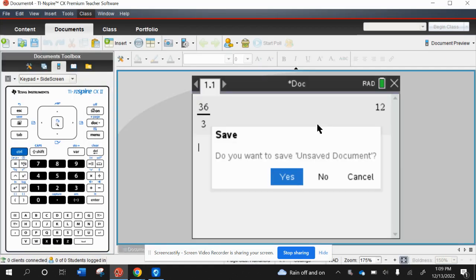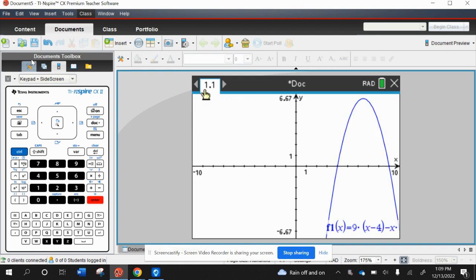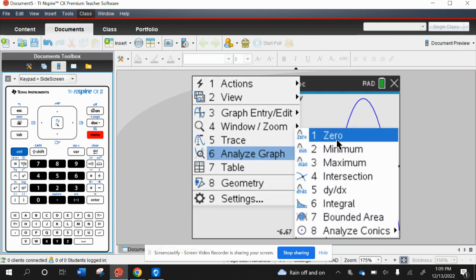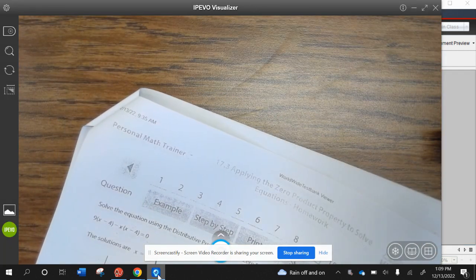So on, new document, no, add graph, 9 parentheses x minus 4 minus x times parentheses x minus 4. And then I'm going to delete the equation. Menu, analyze graph, 0, click. That's correct. So I've checked my answers are correct, 4 and 9. All right, let's take a look at the next example.